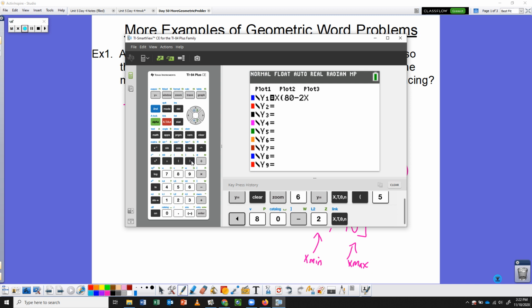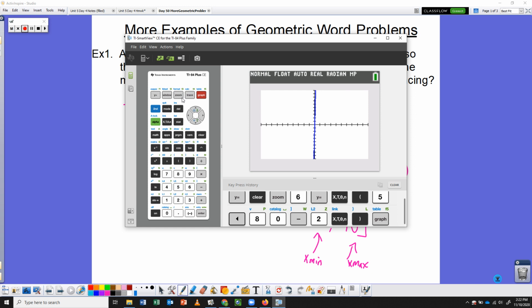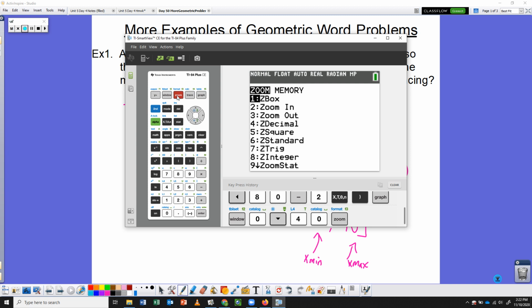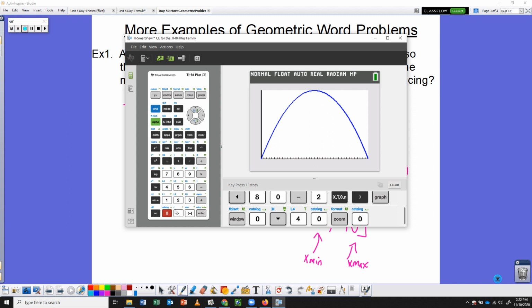And before I just hit the graph button, because if I hit the graph button right now, I'm not going to see much of anything, I want to go to the window button and put in what my smallest x value is going to be, which is 0, and what my biggest x value should be, which is 40. And then I'm going to hit zoom and pick option 0, which is zoom fit, and it will fit this graph within my viewing window perfectly.